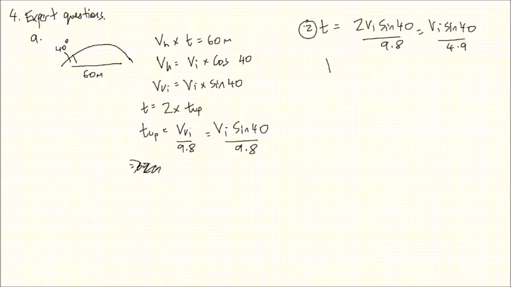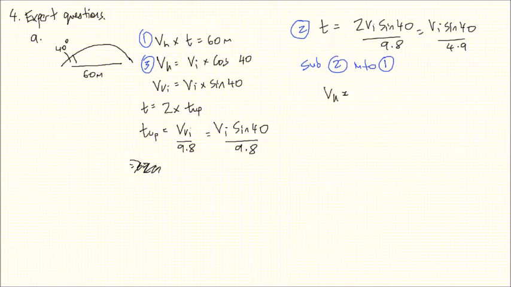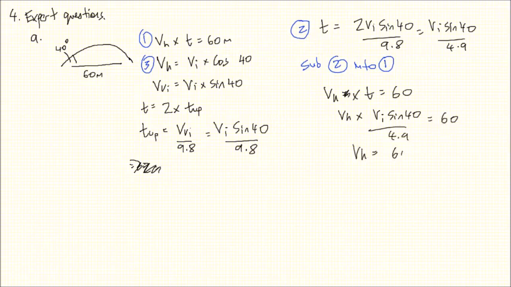Now, that gives us an equation for the total time being equal to twice that, so the total time is VI times sine of 40 over 4.9. I've just labelled these equations 1, 2 and 3. We're now going to substitute equation 2, our equation for the time, into equation 1 to get VH times VI sine 40 over 4.9 equals 60 meters. We now rearrange this to give VH equals 60 times 4.9 divided by VI sine 40.